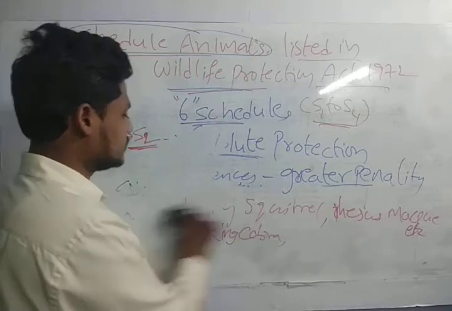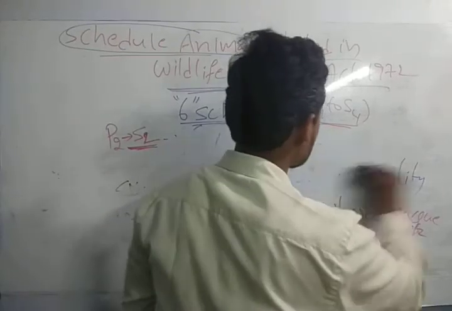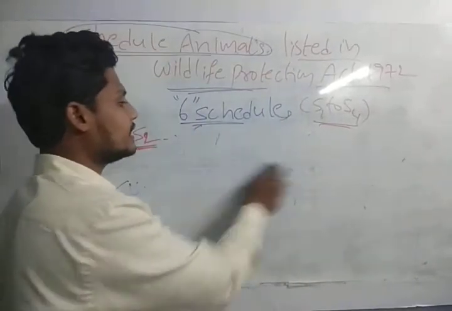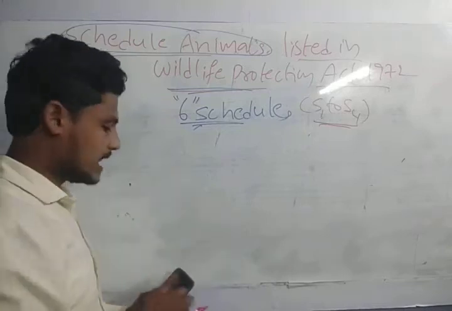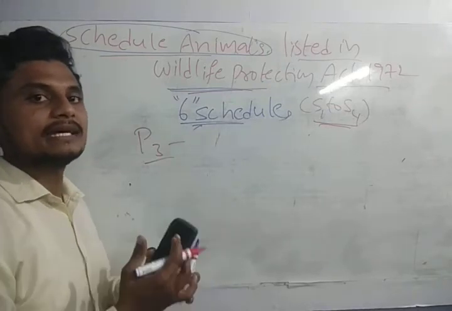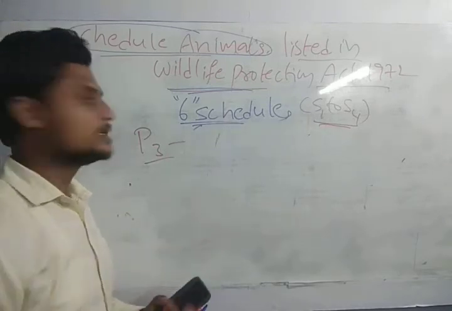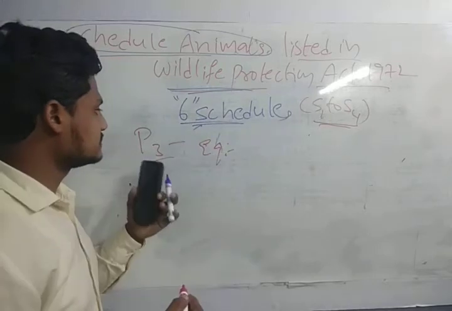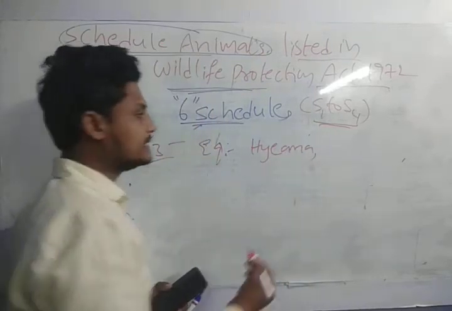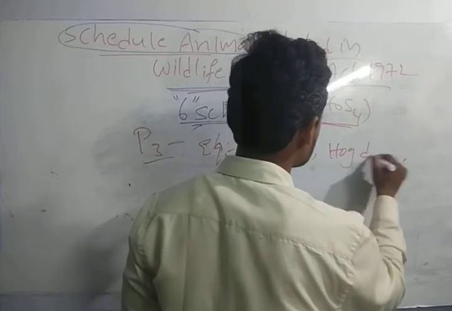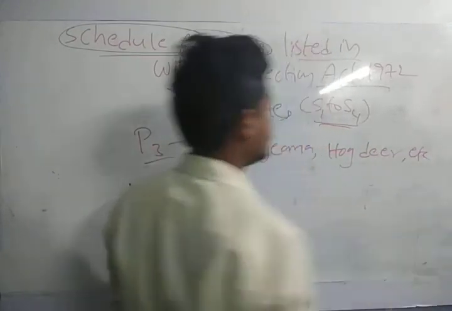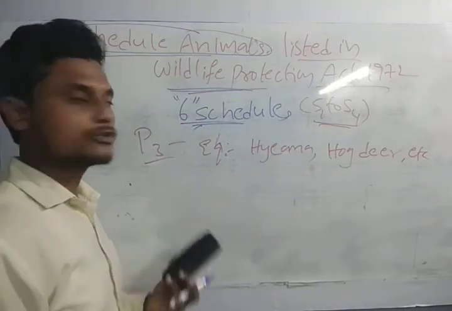If I take Part 3 of the Schedule of the Wildlife Protection Act 1972, these also have protection, guys. But this protection is not as much as Schedule 1 and Part 2 of Schedule 2. So Part 3 has protection of the animals, but somewhat lesser than Schedule 1 and Part 2 of Schedule 2. If you see the examples of Part 3, we have the hyena, okay guys, and the hog deer, etc. So the hyena and the hog deer are the examples of Part 3, guys.